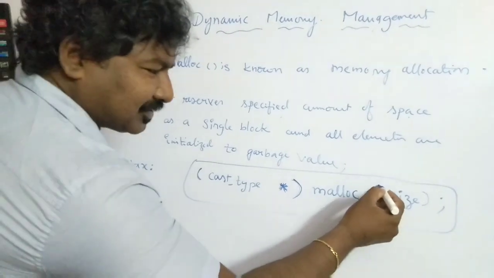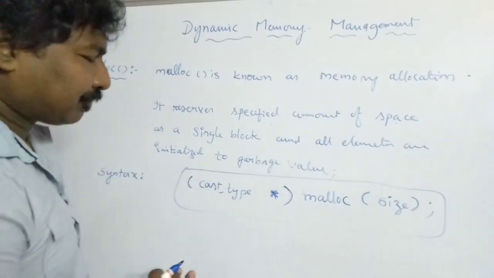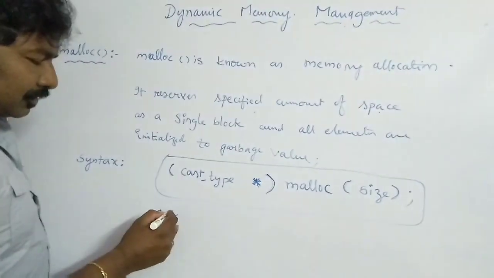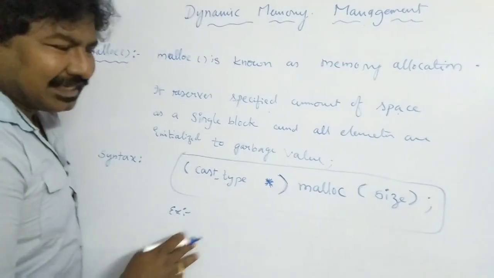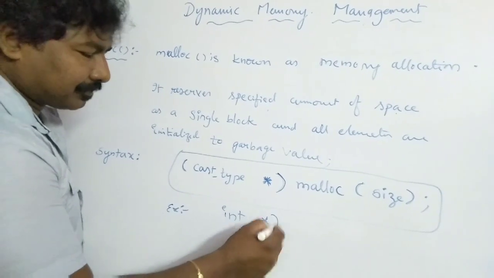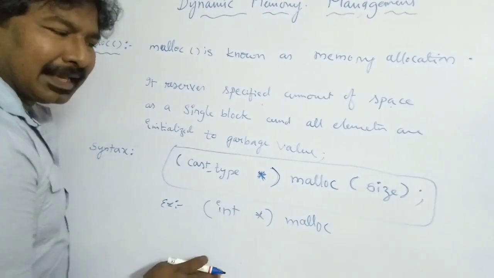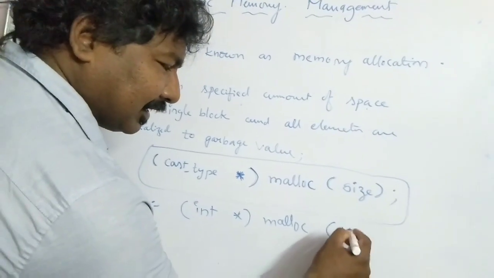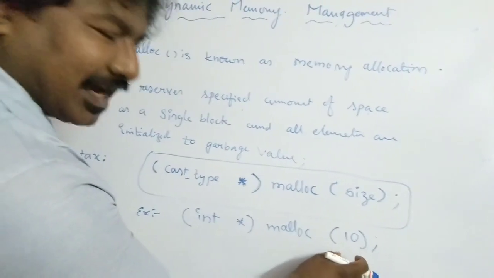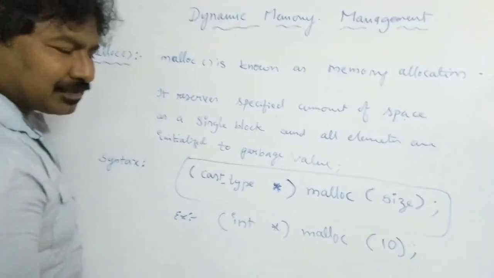Okay, so what is this size? This size is the number of bytes that you want to store. I'll write some example statements for this syntax. For example, if I want to use integer values, I have to write int star, malloc. If I write 10 here, 10 bytes of space will be reserved and the starting address of the first byte is returned. So this is one way of specifying malloc.